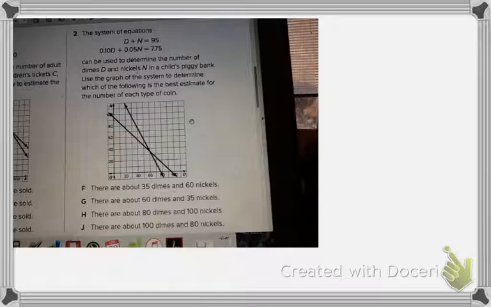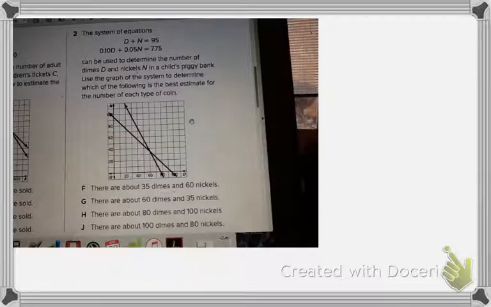Here is the system of equations. We have D for dimes and N for nickels, and D plus N equals 95. There are 95 of them. They're saying you have so many dimes and so many nickels, for a total of 95. Since a dime is 10 cents, we put 10 cents D plus 5 cents N equals the total of all 95 coins, which is $7.75.